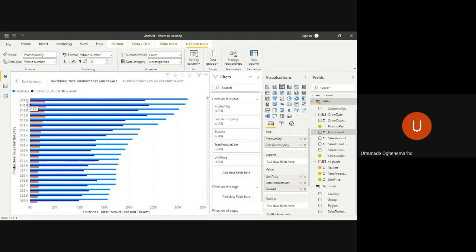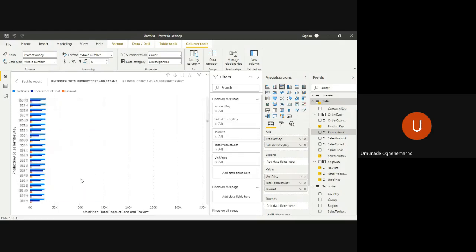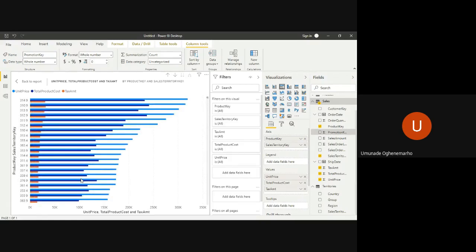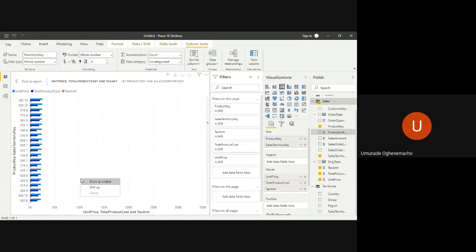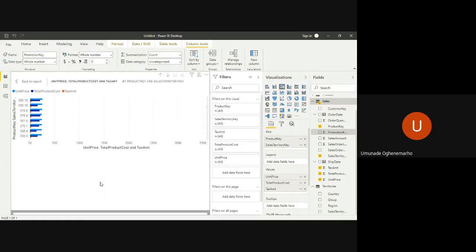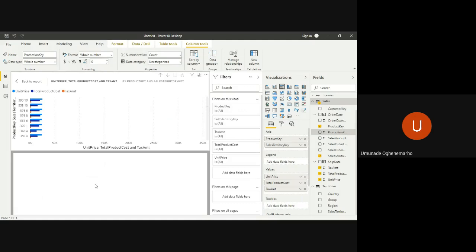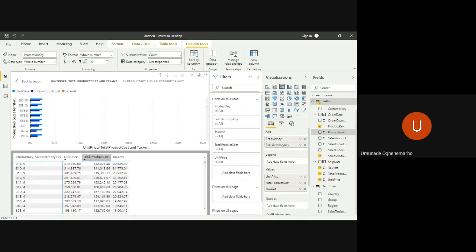You can see that it is merged, more like not actually merged, but you can see when we keep scrolling and scrolling. Now, this is what is referred to as data windowing, where a certain portion of your data is displayed. Now, we have the opportunity to show as a table by right-clicking, and it shows us the tabular form of this same data that we have up here.